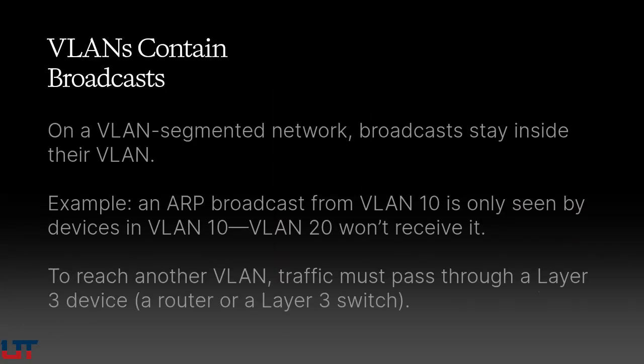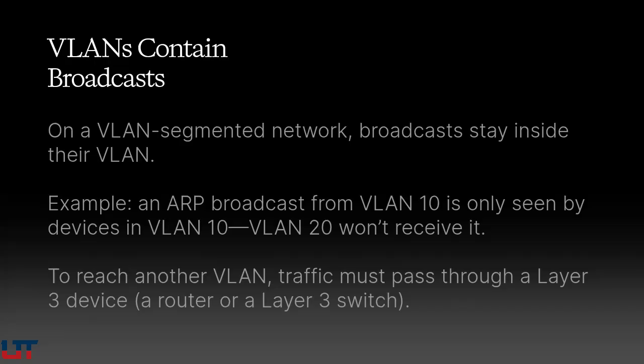So each VLAN is a separate broadcast domain. In networking, a broadcast is a message sent to all devices on a segment. ARP requests, which we covered in an earlier module, which is the mechanism devices use to discover each other's MAC addresses, are broadcasts. On an unmanaged or flat network, every device sees every ARP broadcast from every other device. On a VLAN segmented network, broadcasts stay within the VLAN. A device in VLAN 10 sends an ARP broadcast, and only devices in VLAN 10 see it. Devices in VLAN 20 don't receive it at all.